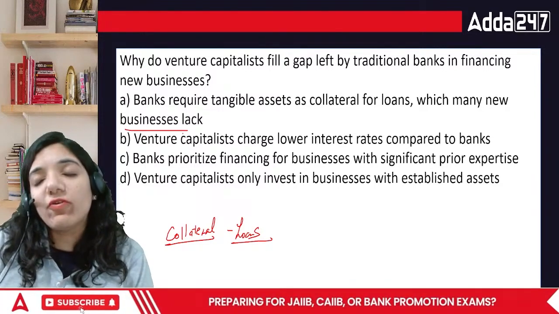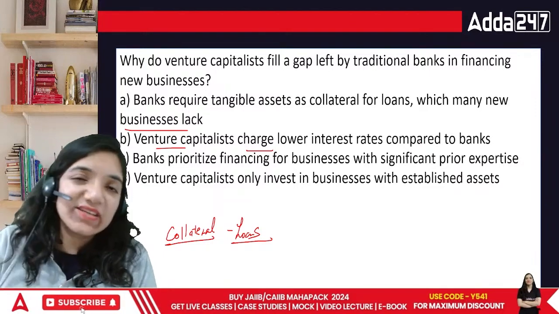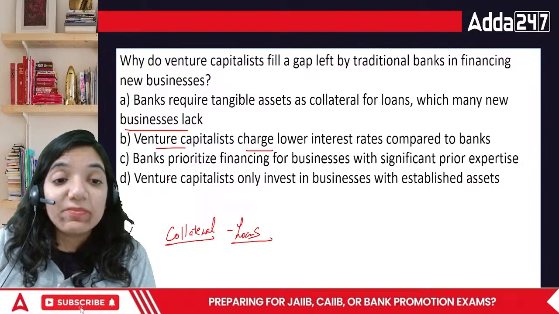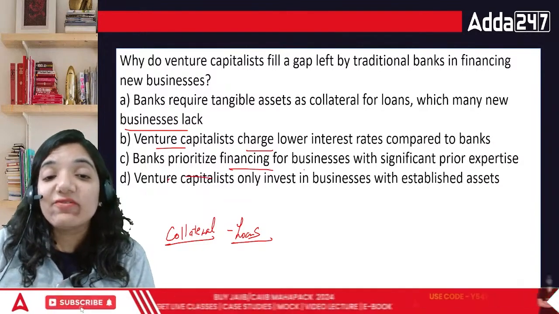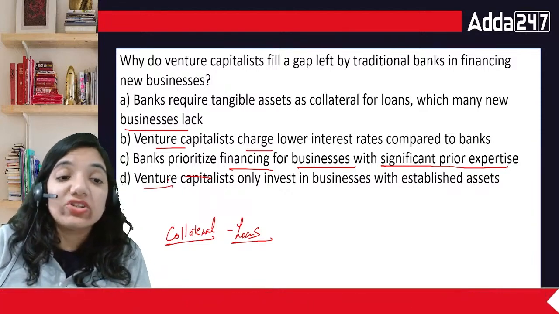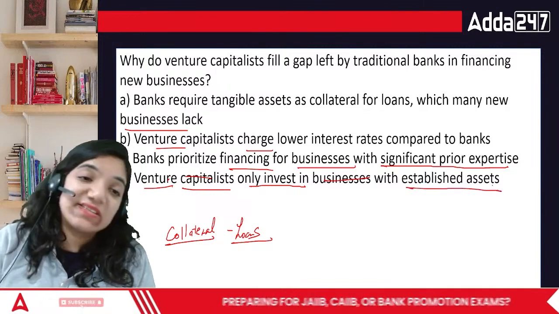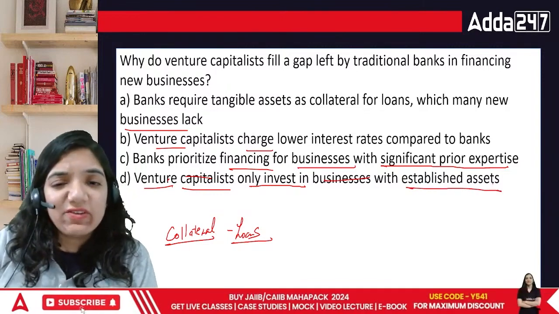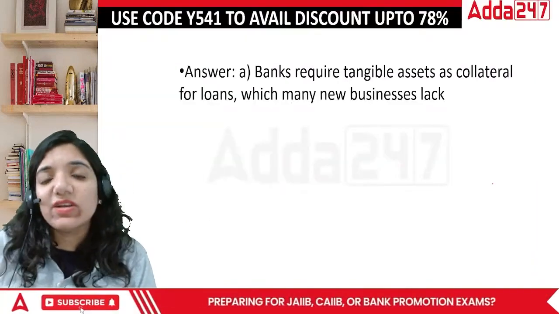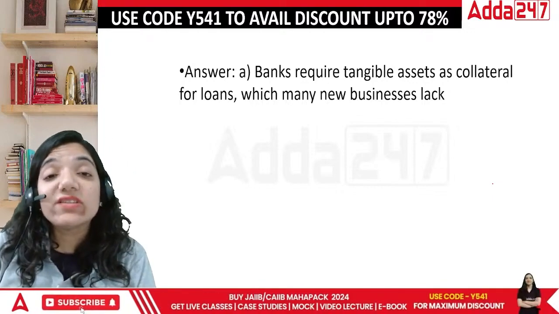Yeah, because they now look forward towards equity. Venture capitalists charge lower interest rate compared to banks. That's not the point. They actually take a part of the equity itself. Then banks prioritize financing for businesses with significant prior expertise. And then venture capitalists only invest in the businesses with established assets. When we talk about venture capitalists, the difference between the two is the first one only. Banks require tangible assets as collateral. They're always asking for a security.